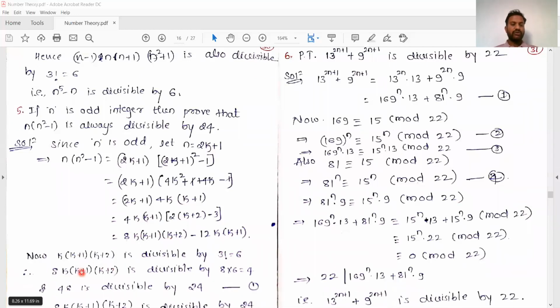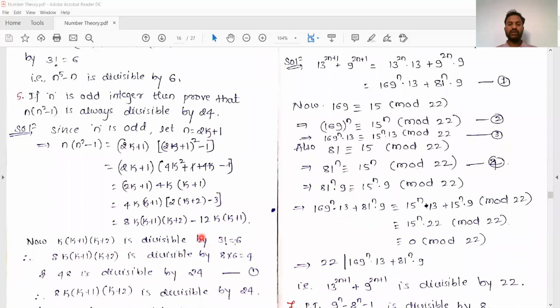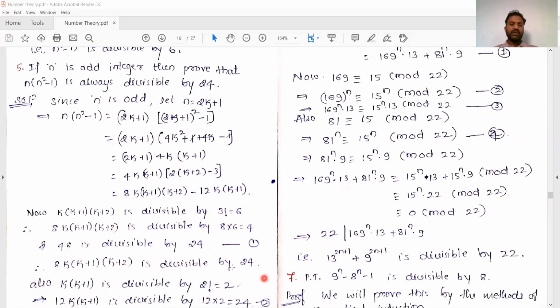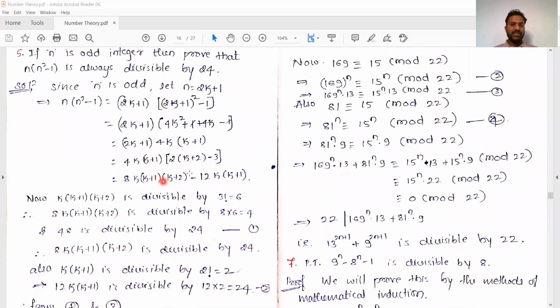So therefore k(k + 1)(k + 2) is divisible by 3 factorial, that is 6. Therefore, 8k(k + 1)(k + 2) is divisible by 8 into 6. So it is not 4, it is 48. It is divisible by 48, and 48 is divisible by 24. Here 8 into 6 is 48, so this total number is divisible by 48, and 48 is divisible by 24. Hence by using transitivity we can write that 8 into this product is divisible by 24 also.